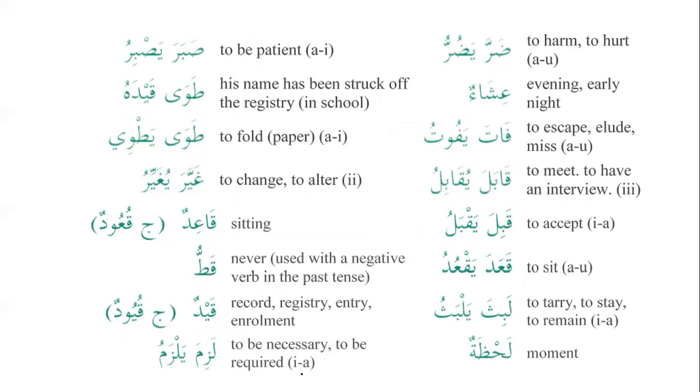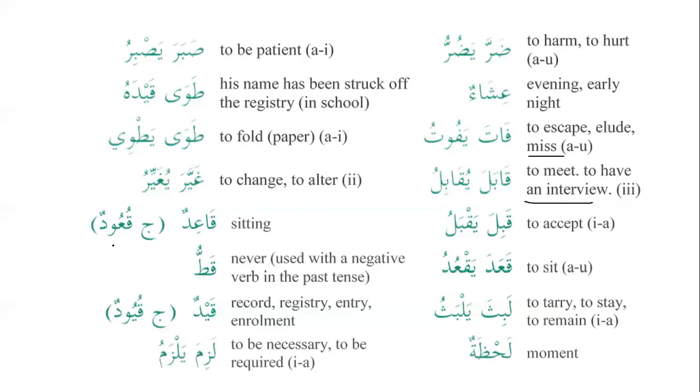Darra yadurru, to harm. Tawa yatwi. So here it is, tuwiya qayduhu, his name has been struck off. He has been struck off from the college or from the school. Isha'un, evening, early night. Tawa yatwi, to fold. Fata yafutu. So as we can see here, it has the meaning of escaping, to escape, to elude, to miss, and also it means to die as well. Ghayyara yughayyiru taghyiran, to change, to alter. Then we have qabala yuqabilu muqabalatan, to meet or to have an interview. So muqabalatan is used for the interview.